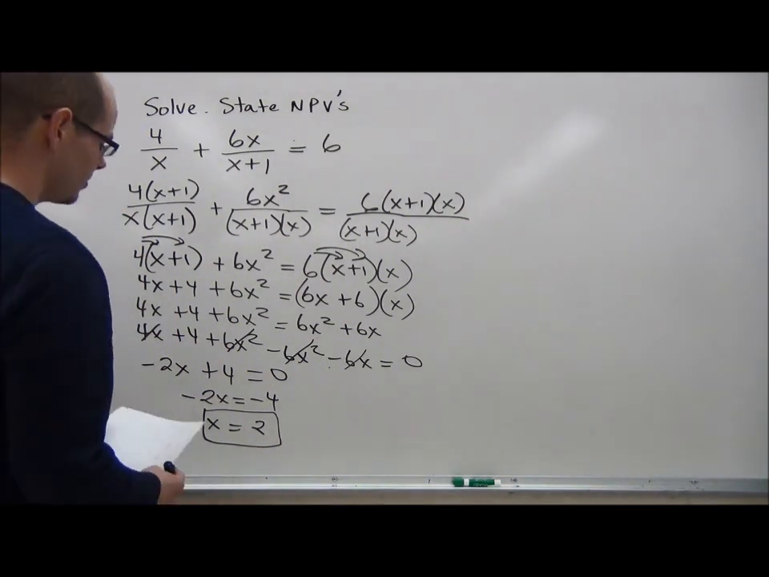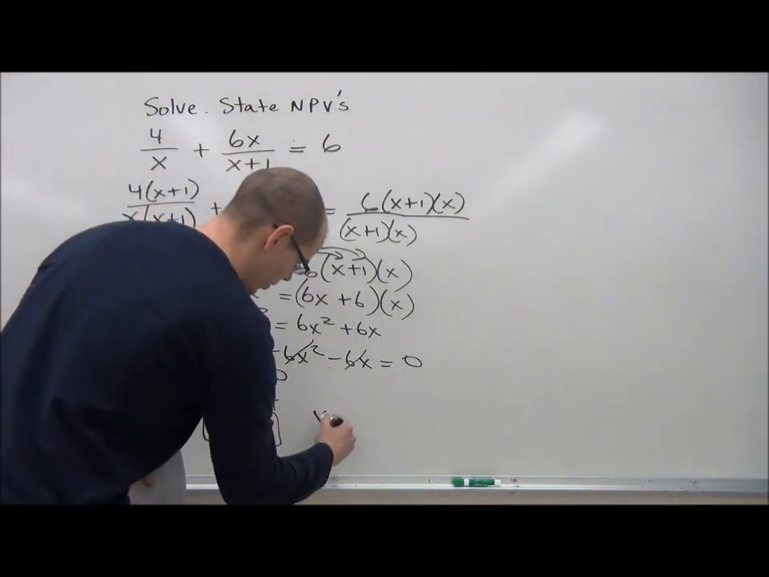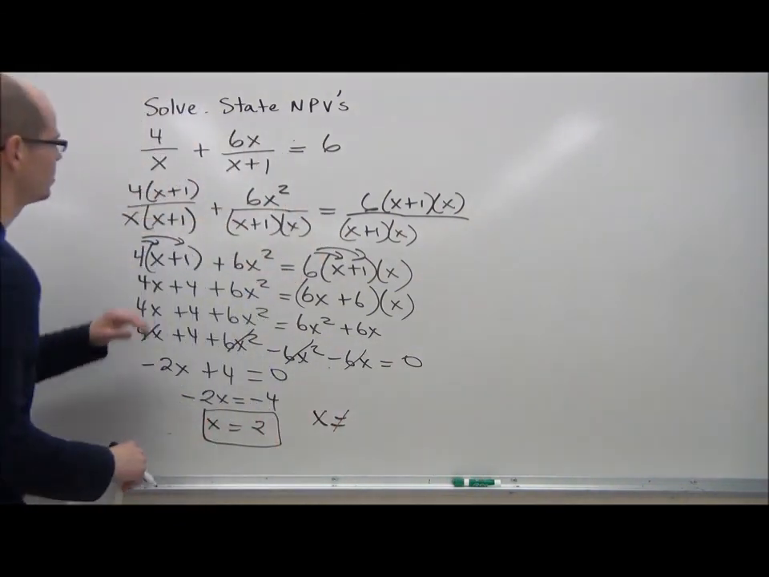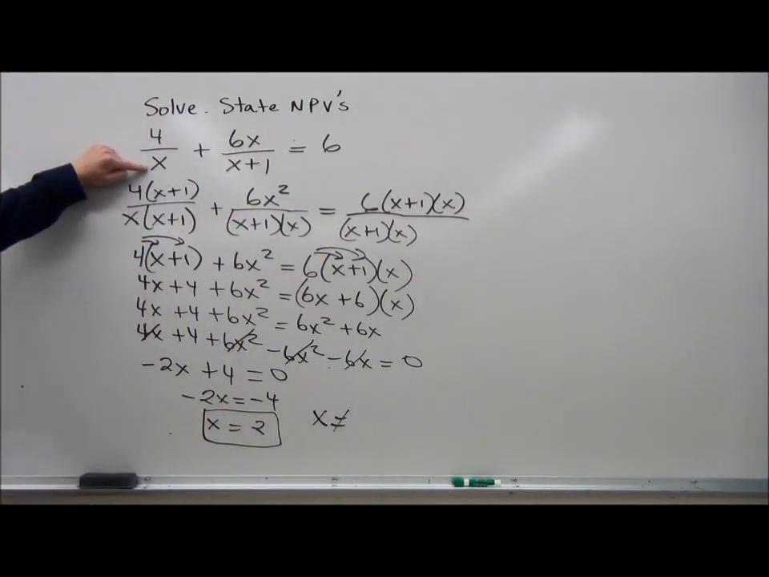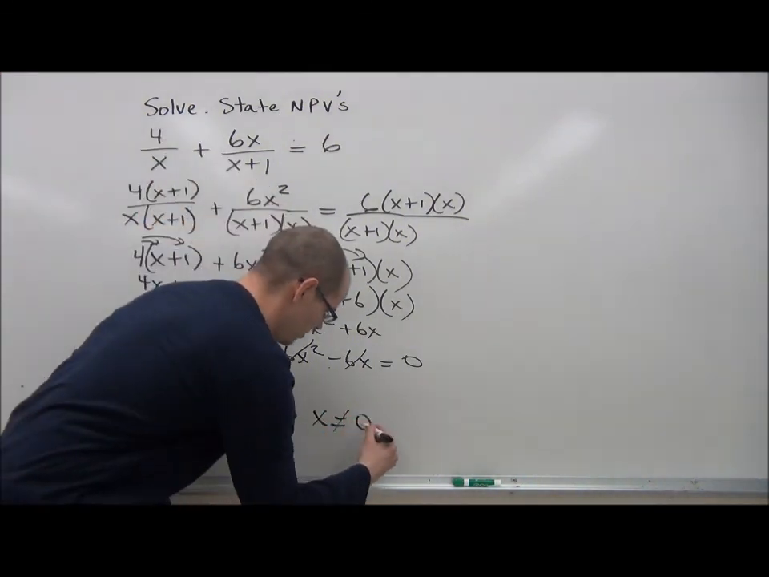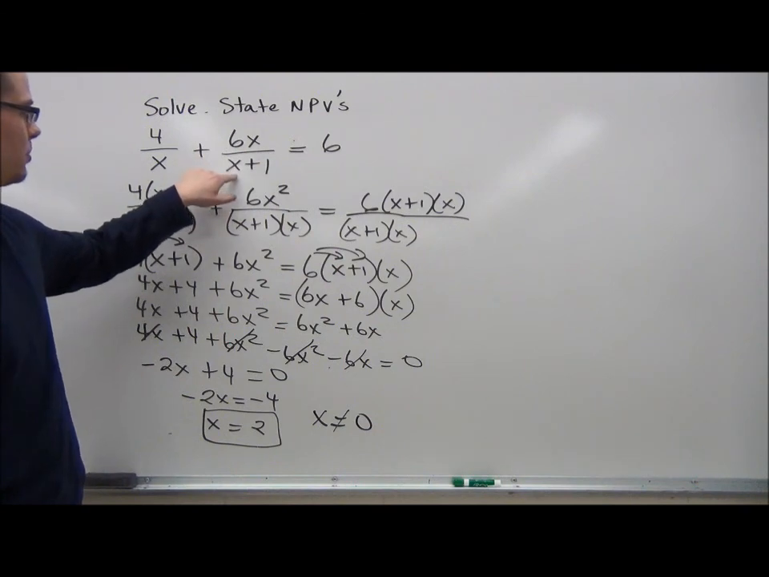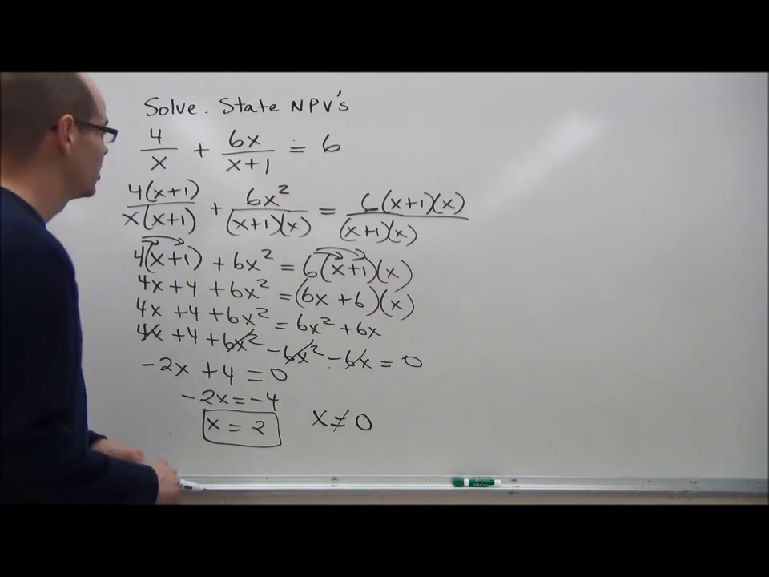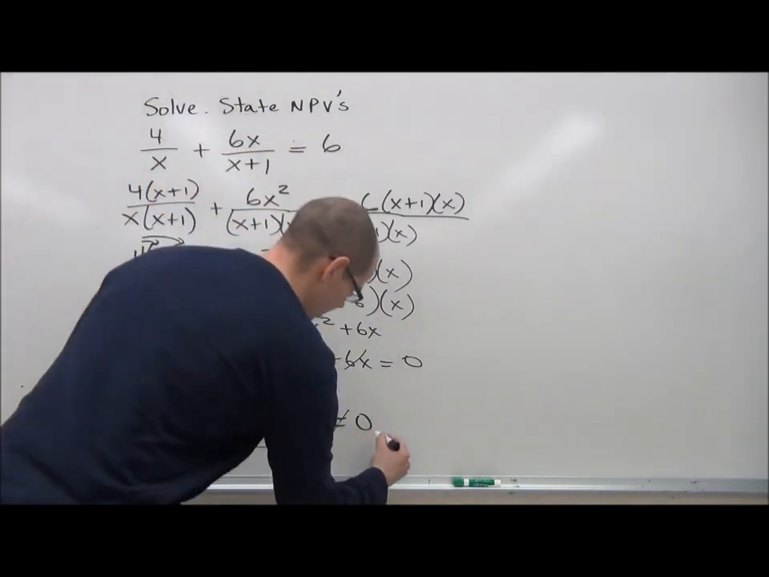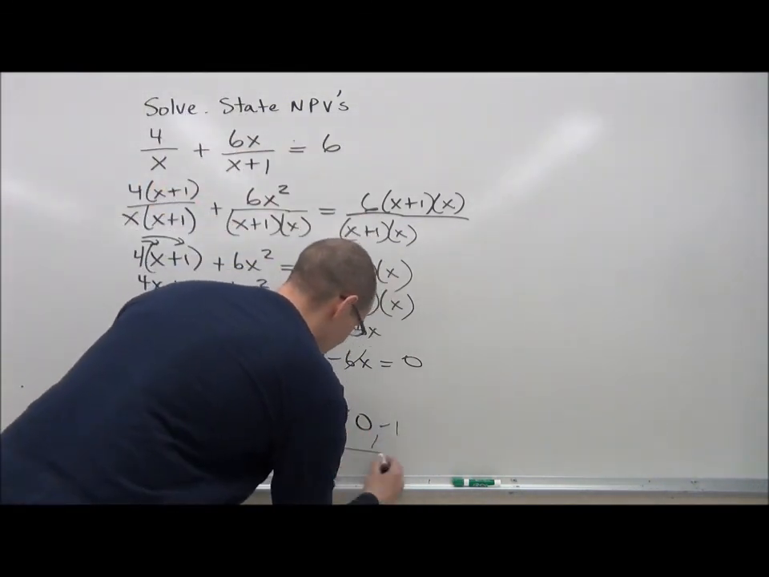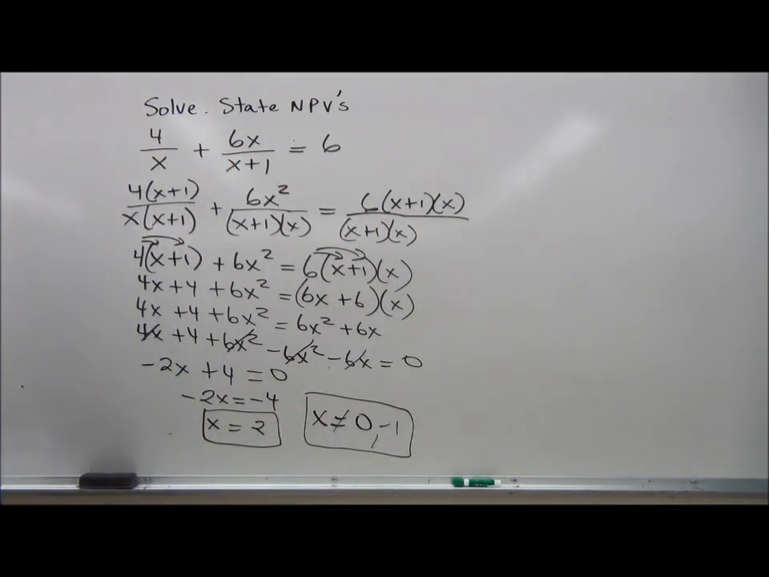I was supposed to state my non-permissible values, so I need to do that as well. What can x not equal? Well, it can't be 0, because over here you would have had 4 divided by 0. So it can't be 0. And then this thing can't be 0 as well. So what number can be put in here to make this 0? What number plus 1 equals 0? The answer is -1. So x cannot be 0 or -1. That's important. It's going to be worth marks directly.